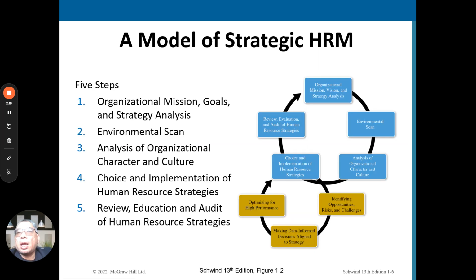The model of strategic HRM has 5 steps. Number 1, the organization's mission and goals and strategic analysis. Number 2, environmental scan. Number 3, analysis of organizational character and structures. Number 4 is the choice and implementation of human resource strategies. And number 5, review, evaluation, and audit of the human resource strategy. We're going to go into each step category with subsections as well.